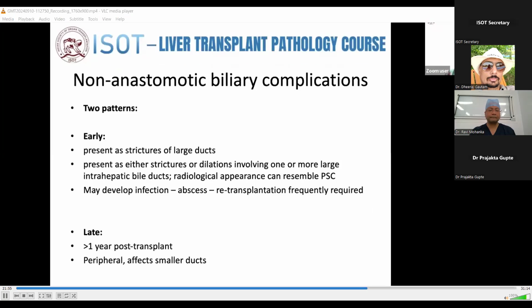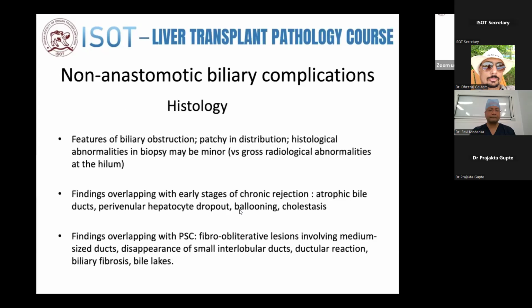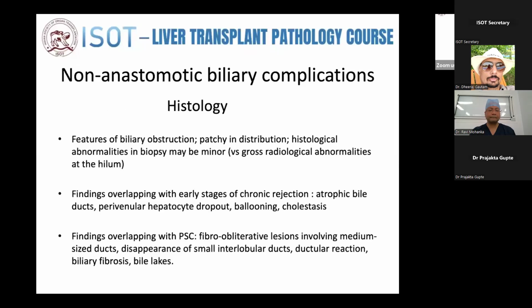The late complications are usually seen after a year of transplant, and they affect the peripheral smaller ducts usually. So in the late ones, we are more likely to see the actual lesions on biopsy, and we will see small bile duct pathology. They may appear like small duct PSC lesions. Histologically, non-anastomotic biliary complications, we would see features of biliary obstruction. If the larger ducts are affected, then we would see features of large duct obstruction. Small duct lesions would be patchy in distribution.